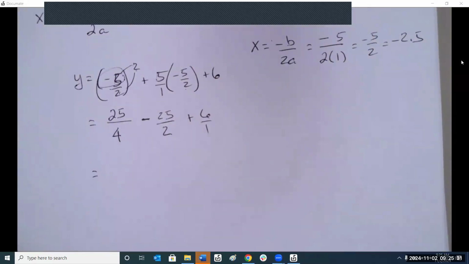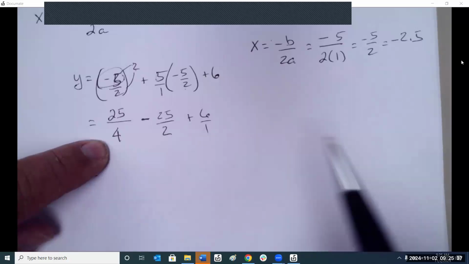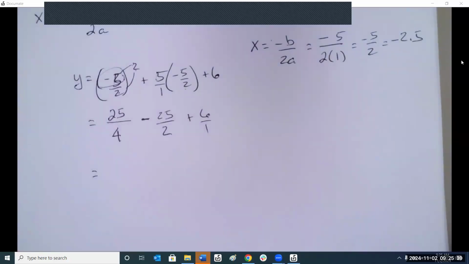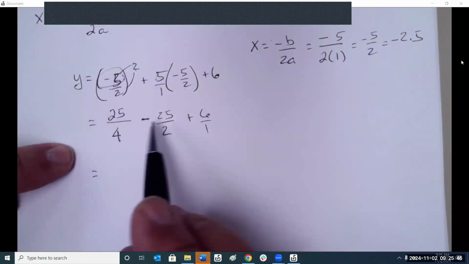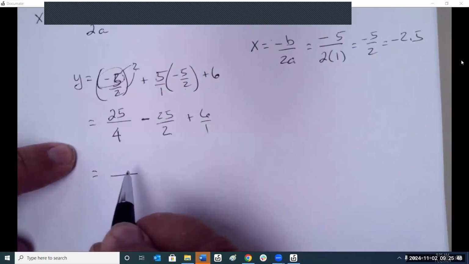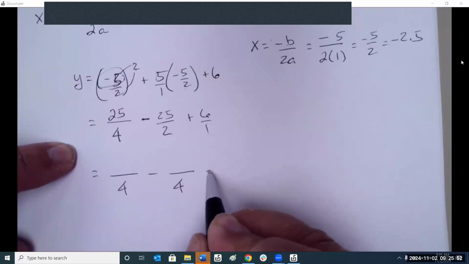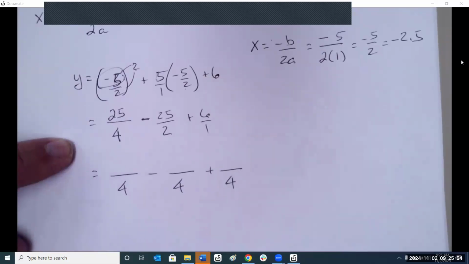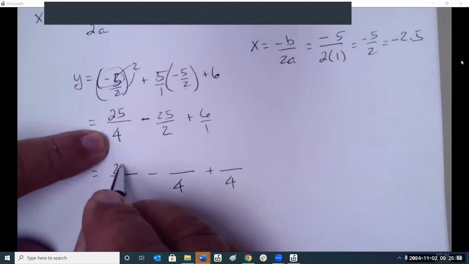To add these, we have to get a common denominator. So the smallest number that 4, 2, and 1 all fit into is what? 4. The smallest number that 2 fits into is 4. 4 fits. So 4 is our common denominator.